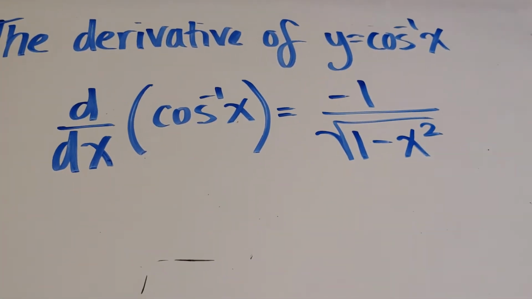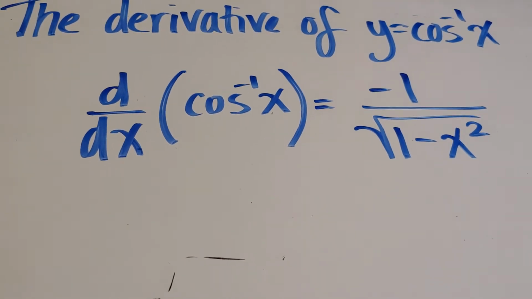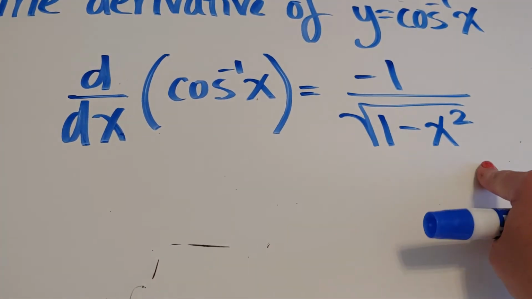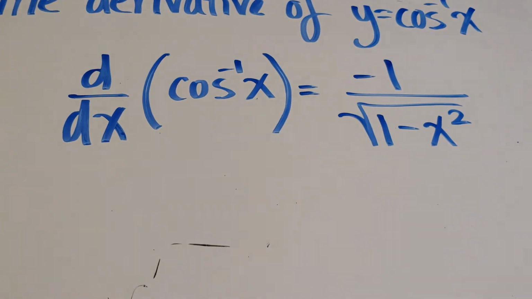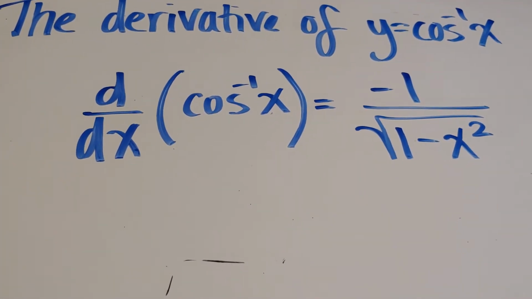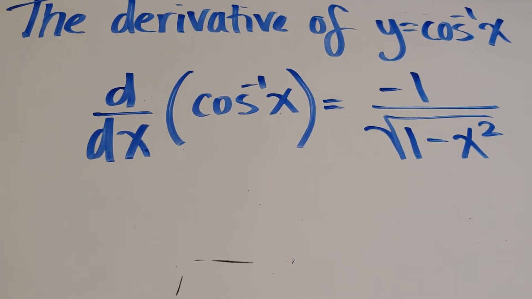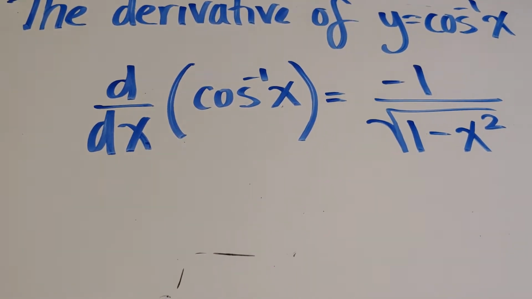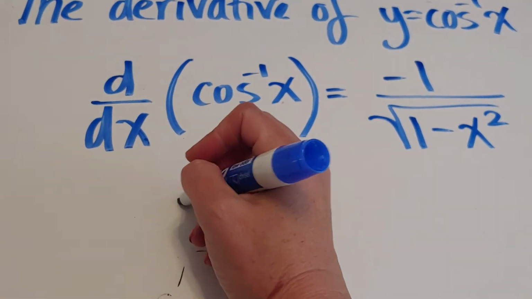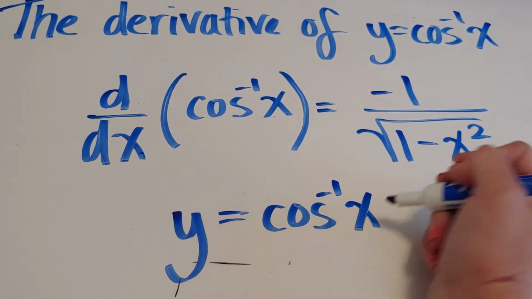If you watched the previous video on the derivative of sine inverse of x, then this looks somewhat familiar. The big difference is that this one has a -1 on the top. So this is a fact that we want to memorize, and we will generalize it for chain rule in just a minute. But for those who are curious about where this came from, we want to take the derivative of cosine inverse of x.